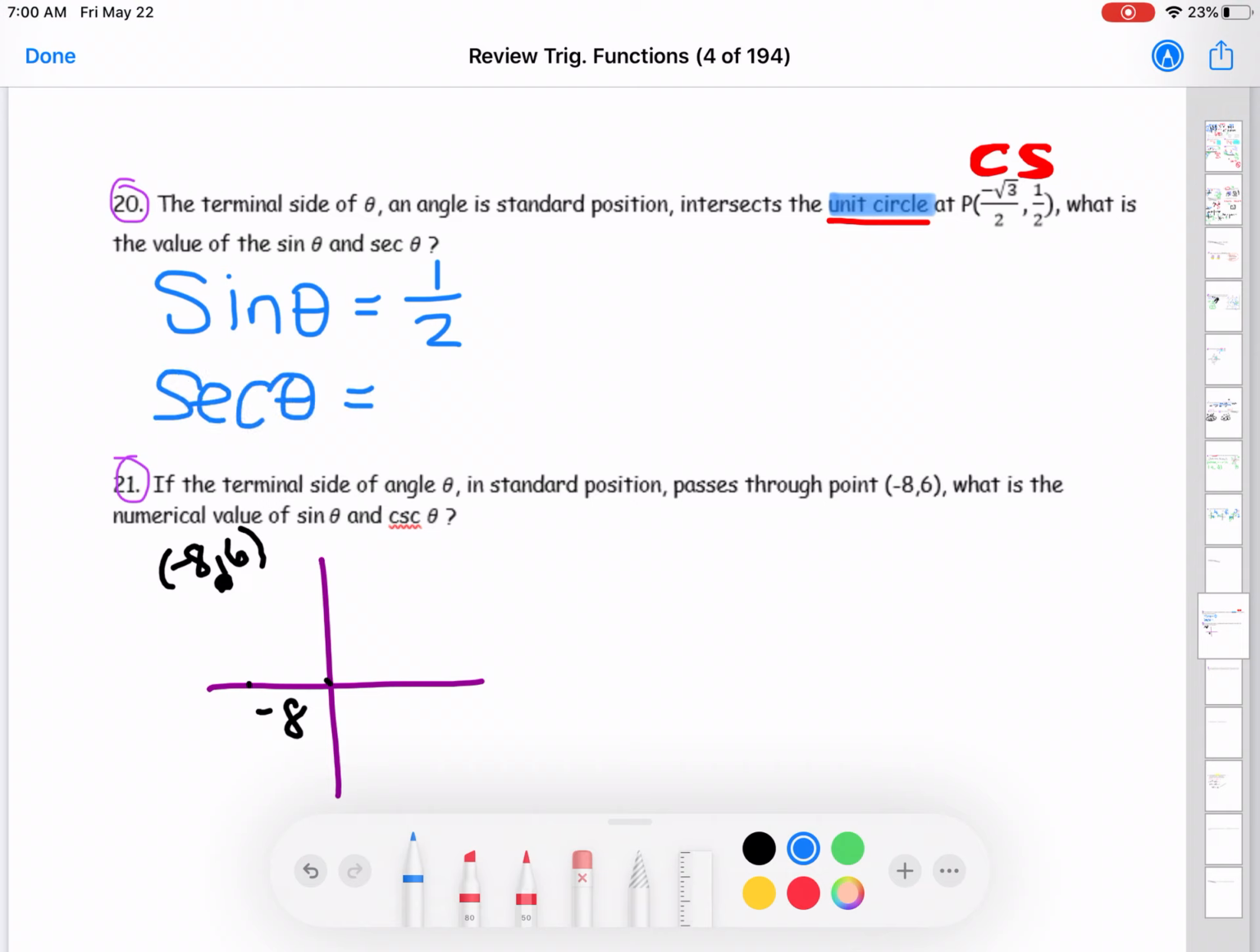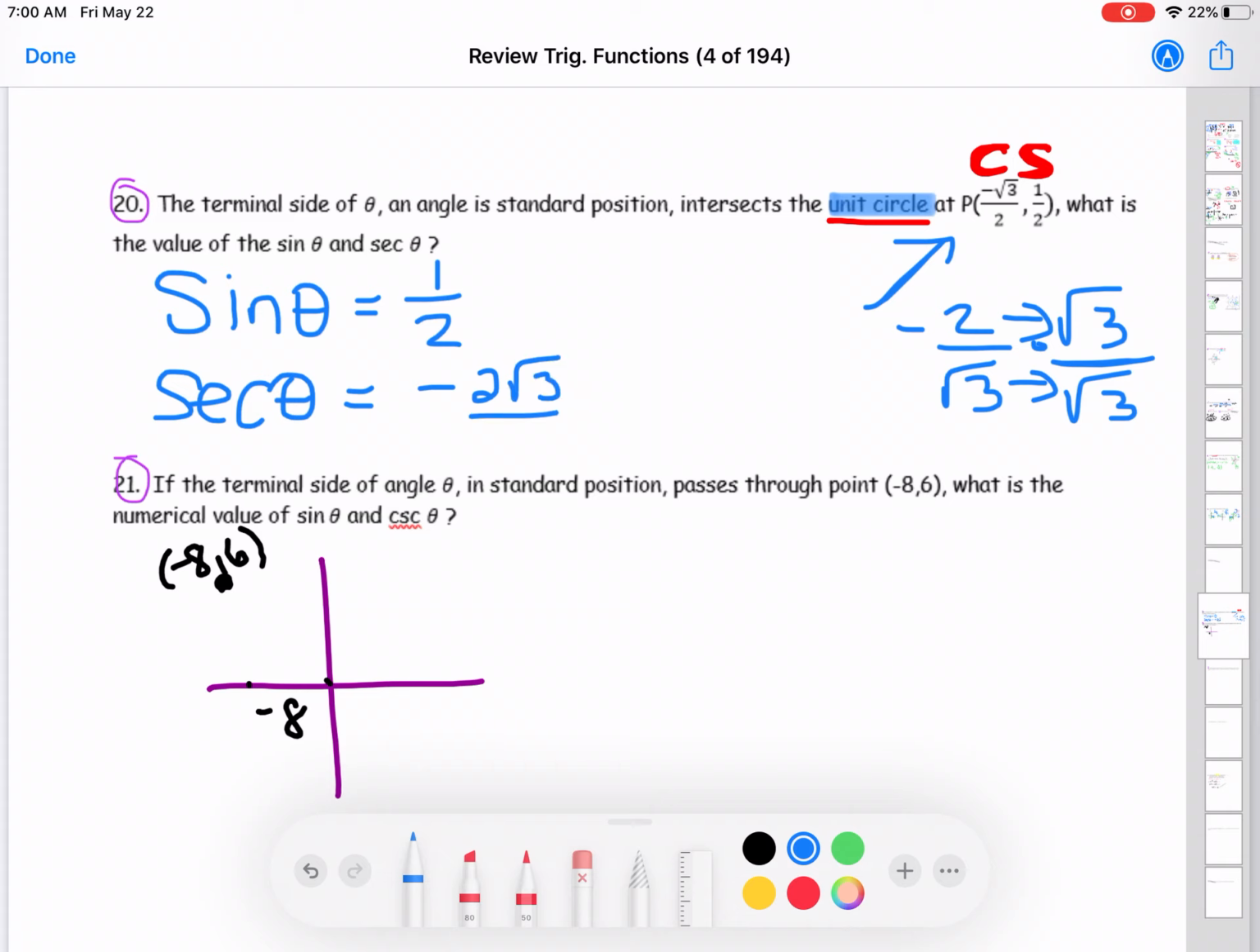Okay, now secant. In order to find the secant, it's going to be the reciprocal of the cos. So it'll be -2 over rad 3. But remember, we have to rationalize the denominator. So the secant will be -2 rad 3 over 3. Rad 3 times rad 3 is 3.